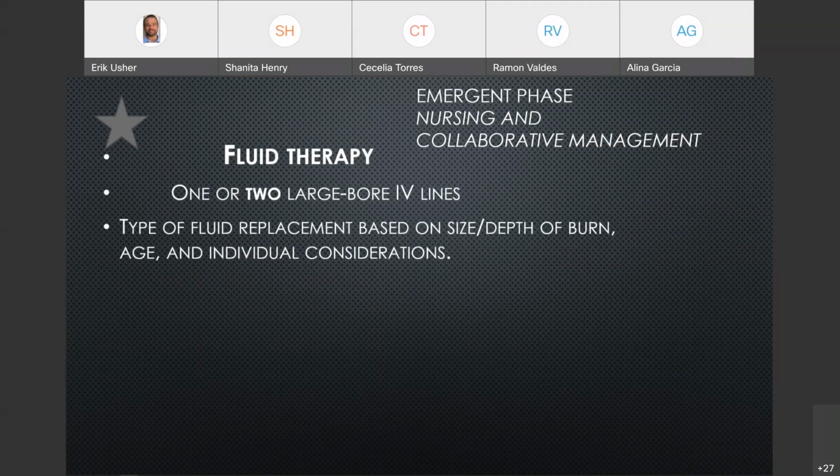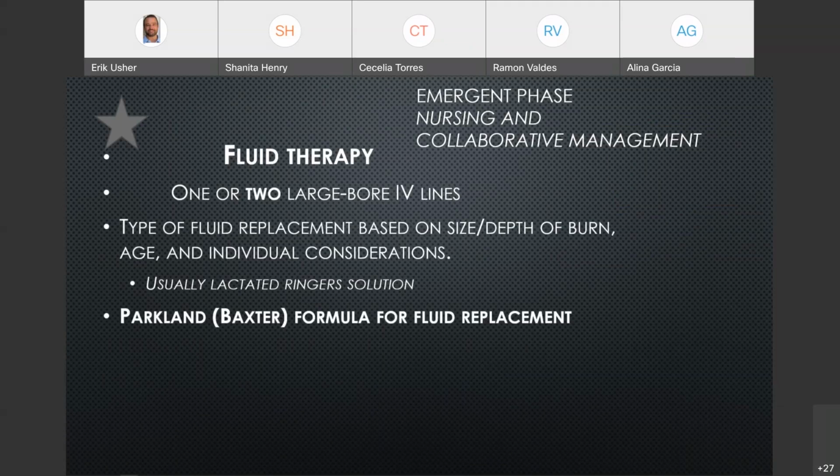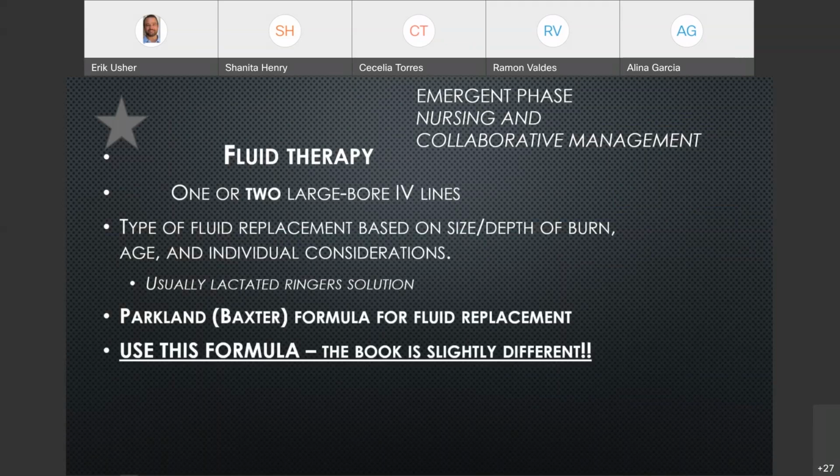And the fluid, what type do we give them? Well, it depends on the size and depth of the burn, but most of the time they're going to start off with lactated Ringer solution. And then we go into our Parkland formula. And again, we touched upon this with our assignment. So the formula we're going to use is the one here. The one in the book is a little bit different, and actually the Parkland formula in general has changed over the last couple of years. A lot of times courses like this take a little bit of time to catch up with the cutting edge therapies, but we're going to talk about it this way.